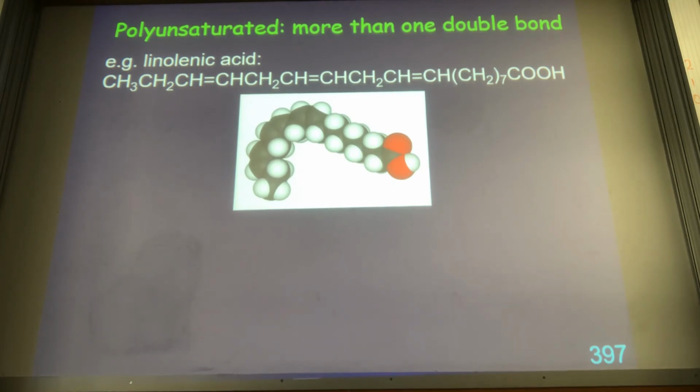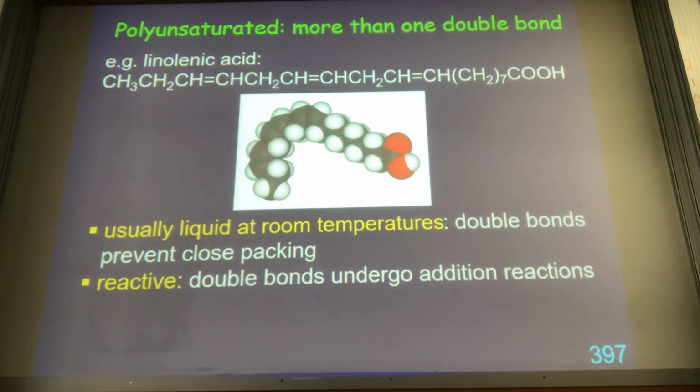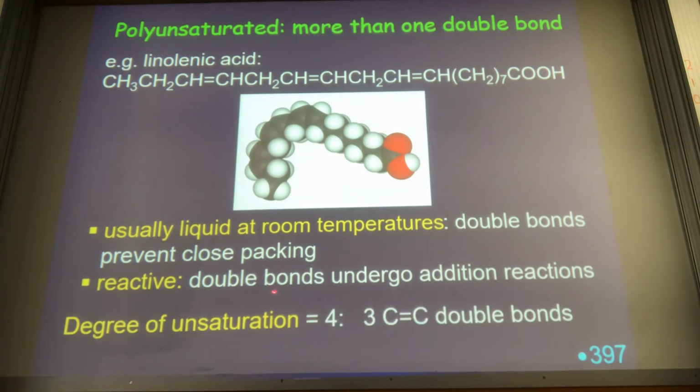And that puts 3 kinks into the chain, so it has that rigid structure, stops it packing close together, which decreases its melting point and is much more likely to be a liquid at room temperature. Also, those carbon-to-carbon double bonds are reactive, which means addition reactions can be undergone and they'll break down more quickly. And this one would have a degree of unsaturation of 4 because of those 3 carbon-to-carbon double bonds.